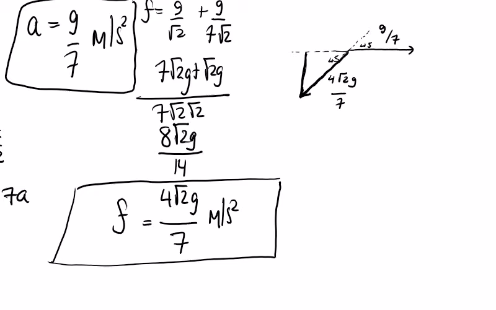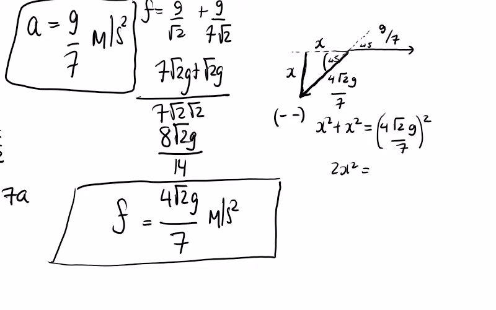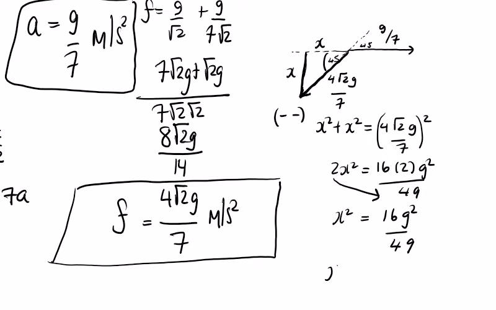we have the hypotenuse here, and because the angle is 45, we can call these two sides x to get this negative vector. So x squared plus x squared is equal to 4 root 2G over 7 all squared. 2x squared is equal to 16 by 2 by G squared over 49. X squared is equal to that whole thing divided by 2, which would just cancel the 2's, wouldn't it? If you imagine that 2 going down to the bottom there, it would cancel with the 2 on top. So we're going to get 16G squared over 49. And you can get the square root of each one of those. X is equal to 4G over 7.